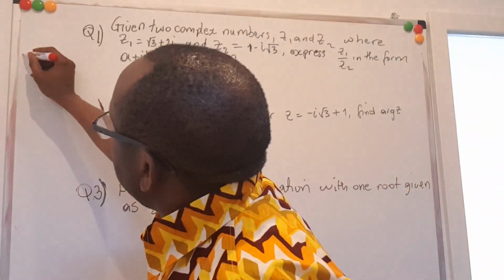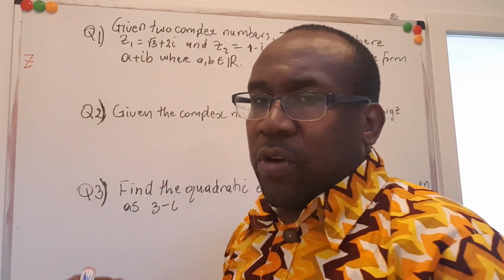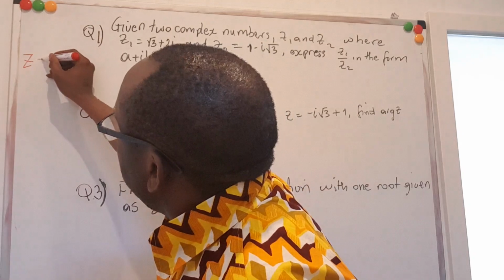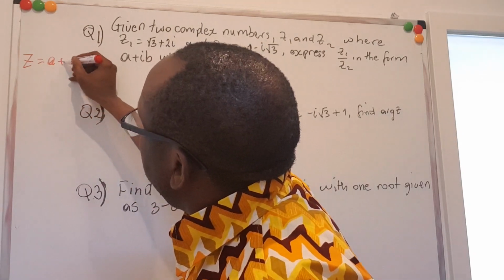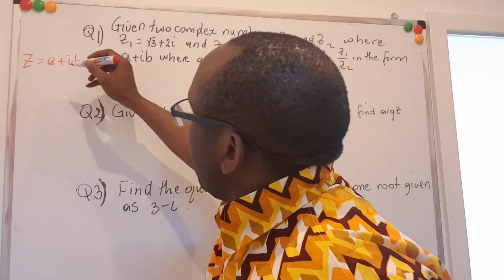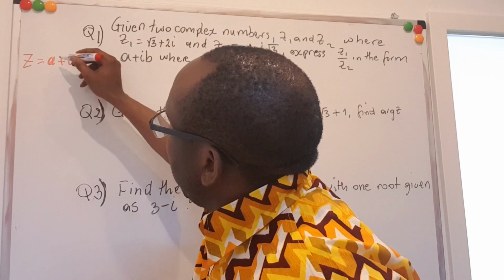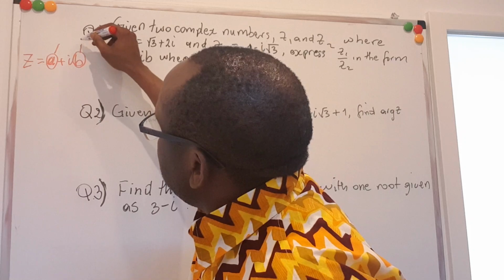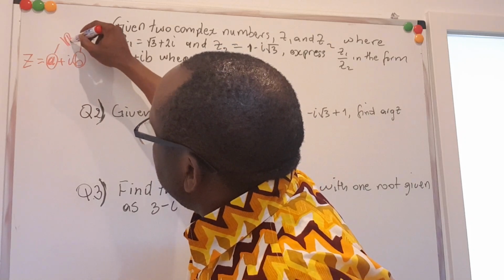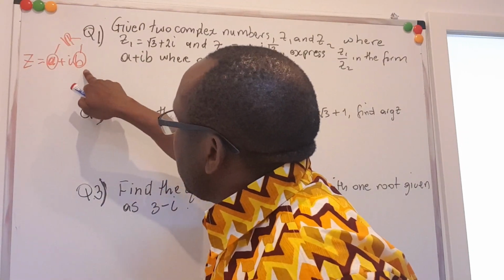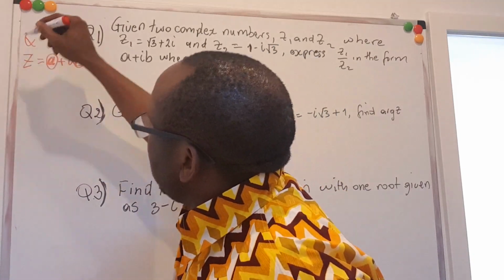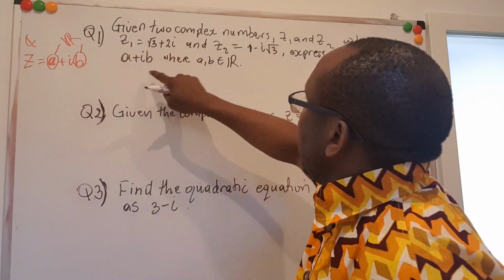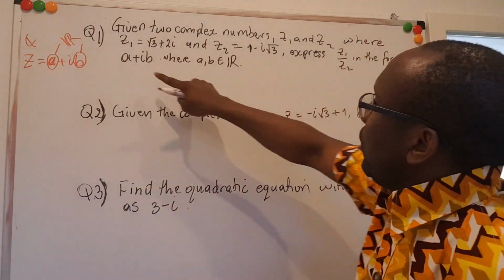We already learned that a complex number can be expressed in the form a plus ib. This is only true if a is a real number and b is a real number. So these are all real numbers, but z expressed in this form is a complex number. So we have to try to express this ratio in this form.